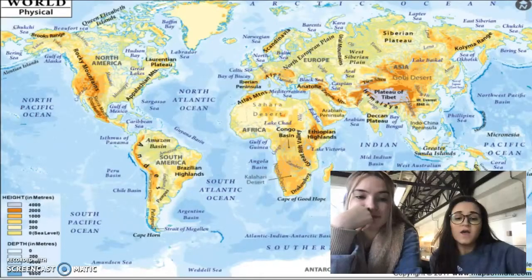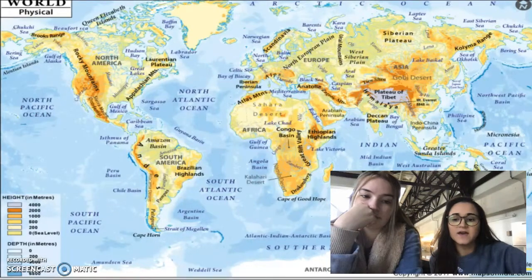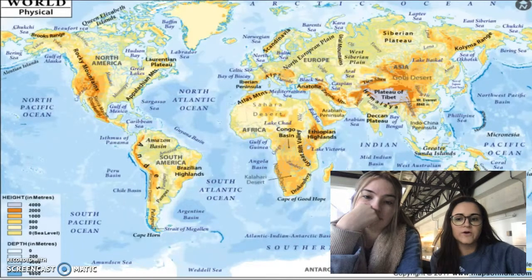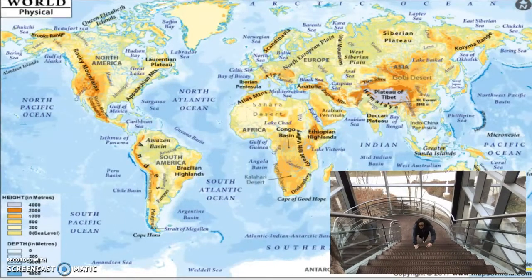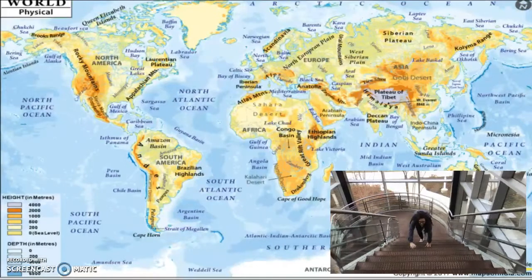This is an example of a physical map with depth shown in blue and white colors and height shown in yellow and orange colors. If you look at North America, towards the west coast, the Rocky Mountains are orange to show the higher elevation. Here's Alexa. She's traveling up in elevations, and notice how much darker the floor is.